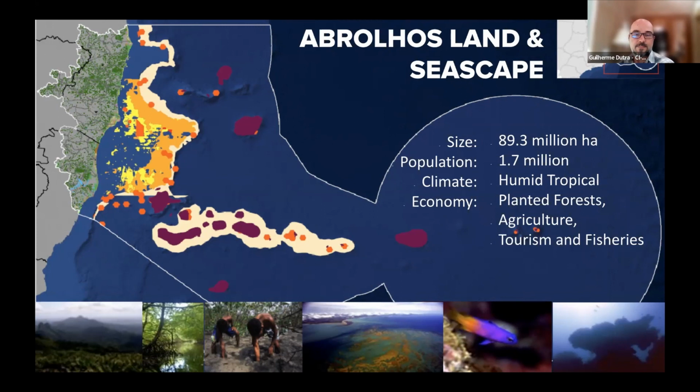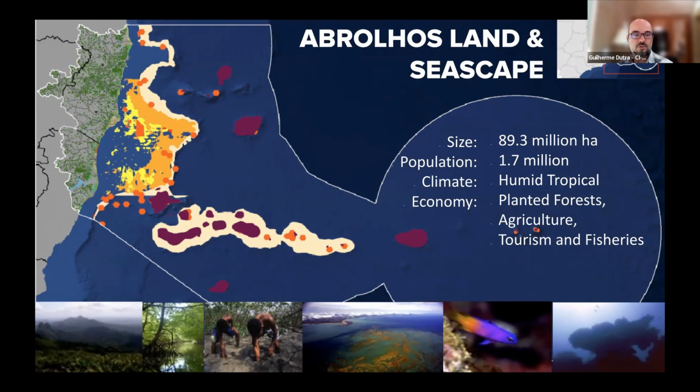So the area is about 89 million hectares with a population of 1.7 million people in the coastline. The climate is humid tropical, and the main economies in the region are planted forests, agriculture, tourism, and fisheries. There are many traditional communities in the region, and the biodiversity is also huge.